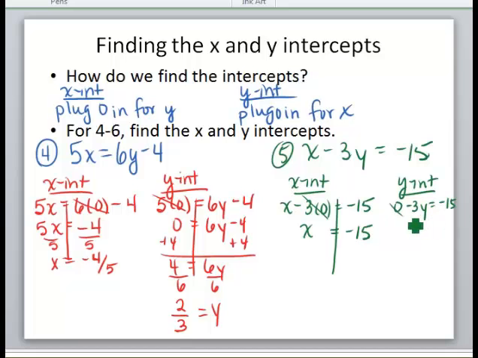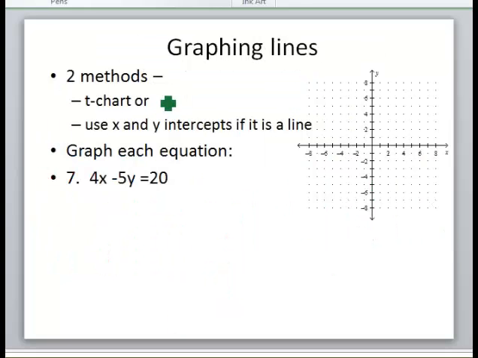What that gives me is this is 0, so I'd have a negative 3y equals negative 15. Divide by negative 3 on both sides, and I get a positive 5 for my y-intercept. T-chart is really nice when you have a y equals equation, and x and y intercepts are nice when you have the ax plus by equals c equation, so the standard form. So since in this problem I have the standard form, I am going to go ahead and use x and y intercepts to graph.